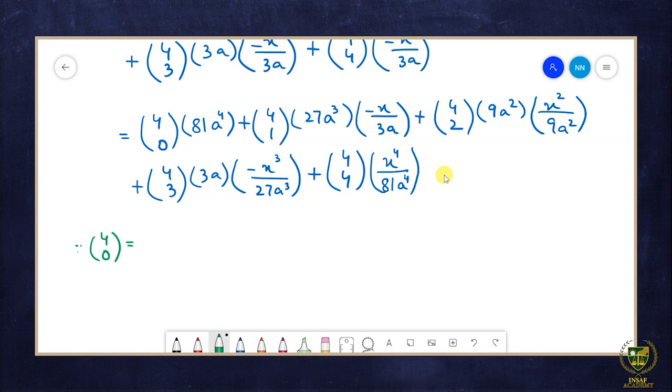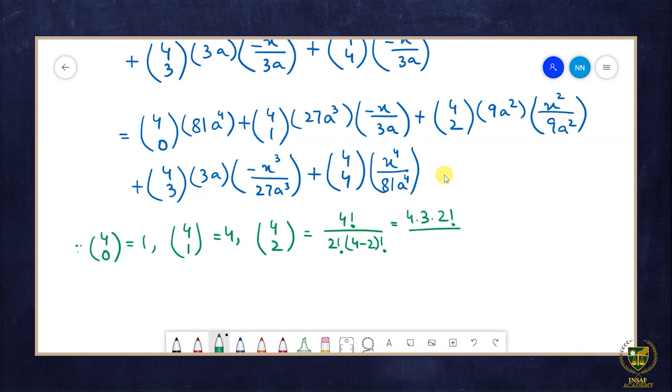4C0 this is equal to 1, 4C1 this is equal to 4, 4C2 this is equal to 4 factorial over 2 factorial into 4 minus 2 factorial. This is equal to 4 into 3 into 2 factorial over 2 into 2 factorial. 2 factorial 2 factorial से हो जाएगा cancel. 2 into 1 is 2, 2 into 2 is 4 and this is equal to 6.